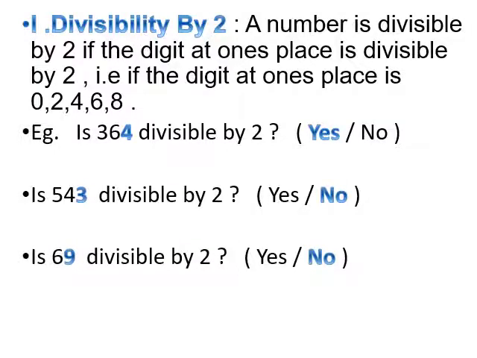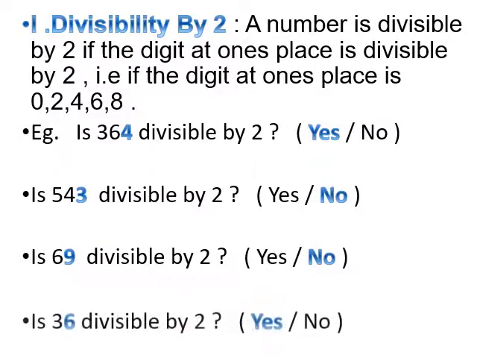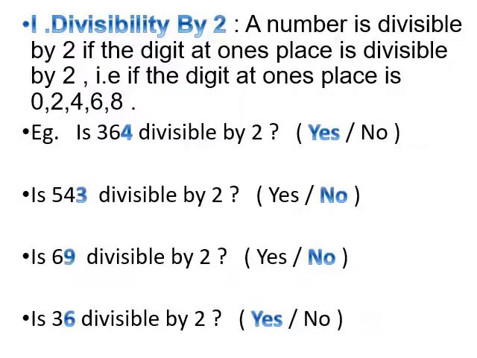See here, in the third question the number is 69. Now the ones place digit is 9, blue in color. 9 is not divisible by 2, and therefore 69 is not divisible by 2. So the answer is no. Now 36. The ones place digit is 6, and 6 is divisible by 2. And therefore the answer is yes, 36 is divisible by 2.